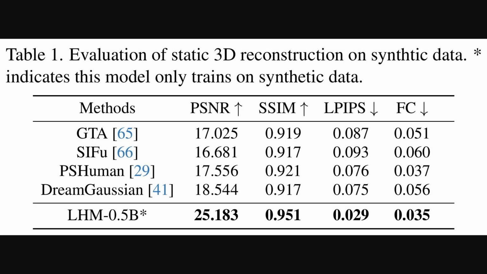So we saw the visual comparisons for static reconstruction back in Figure 4, and Table 1 here gives us the hard numbers behind that. It evaluates the static 3D reconstruction quality on synthetic data, comparing LHM against methods like GTA and Dream Gaussian using metrics like PSNR, SSIM, and LPIPS. And, well, LHM significantly outperforms them. Its PSNR is way higher, over 25 compared to around 18 for the next best, and its LPIPS error is much lower too. So these metrics confirm that LHM produces quantitatively superior static reconstructions.